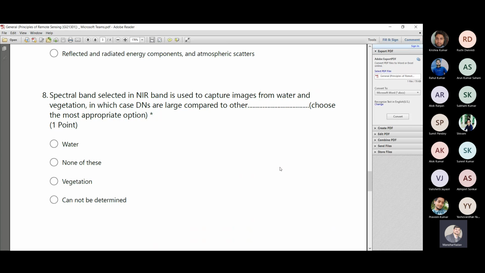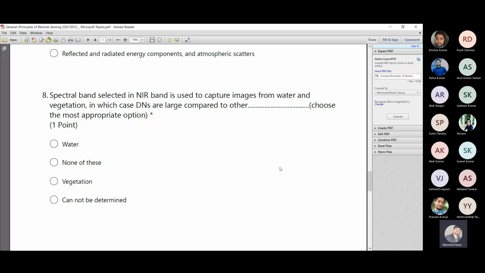Now, in the next problem, the spectral band selected is the NIR band, used to capture images from water and vegetation. Here we need to know what is the spectral signature of water and vegetation in an IR band. Okay. So in which case are digital numbers large compared to the other? The band is the same, that is an IR band. Given all parameters same, it's a comparative analysis and it is done from the same system.